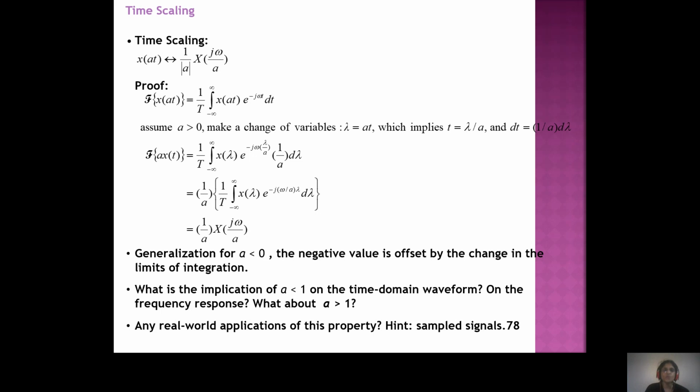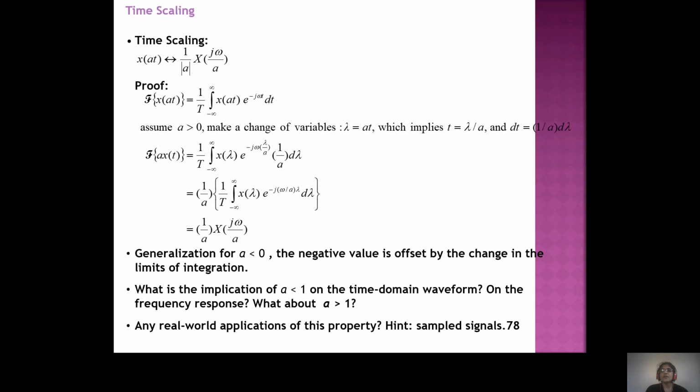So 1 by |a| into 1 by T integral of minus infinity to infinity x of lambda e power minus j omega by a into lambda into d lambda. So that is equal to 1 by |a| X of j omega by a. So when a is less than 0, the negative values are offset by the change in limits of integration. When a is less than 1, on the frequency response, it is expanded; when a is greater than 1, it is compressed.